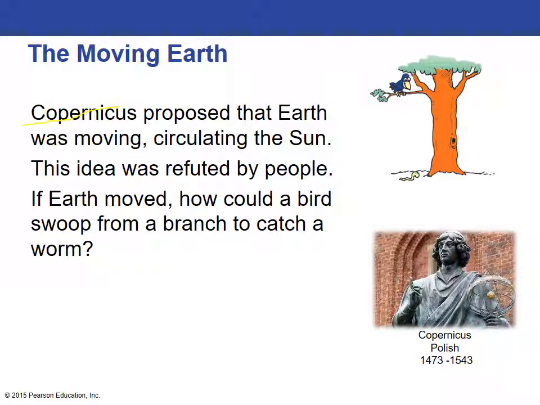Here is the question, something that Copernicus had to deal with. If the Earth is moving, that means that the tree is moving, if the Earth is rotating. So the bird trying to catch the worm, how can he or she be moving while the Earth is moving? How can that work?